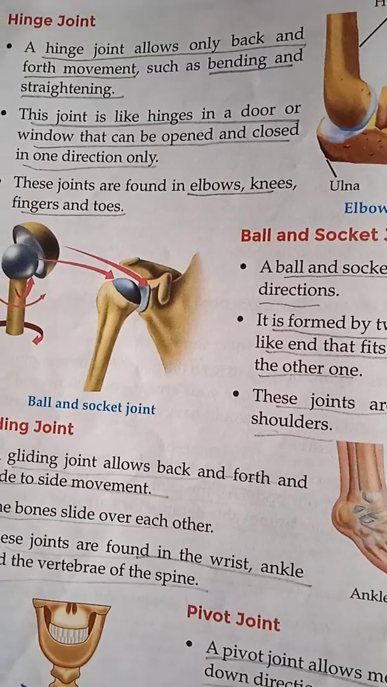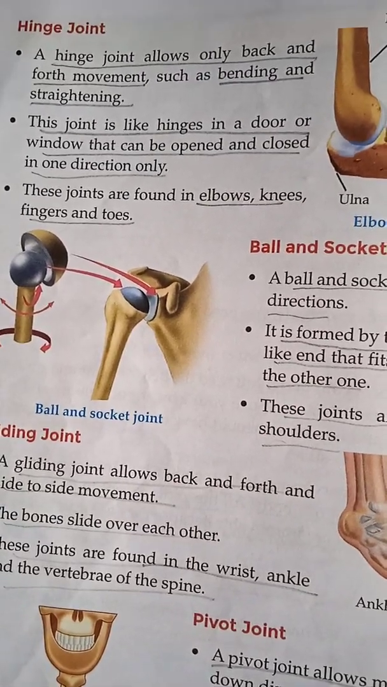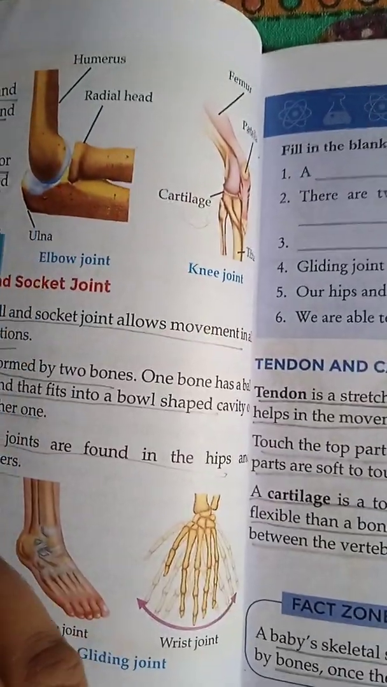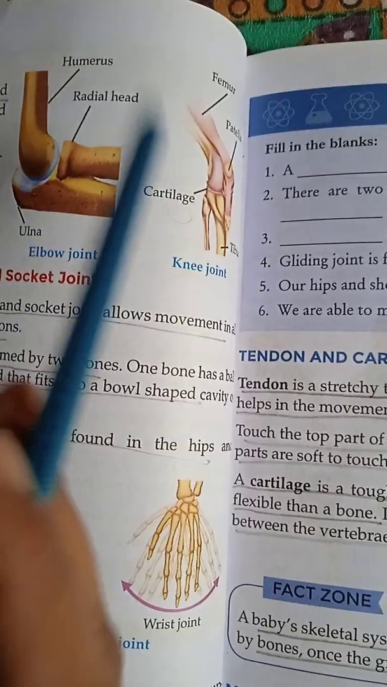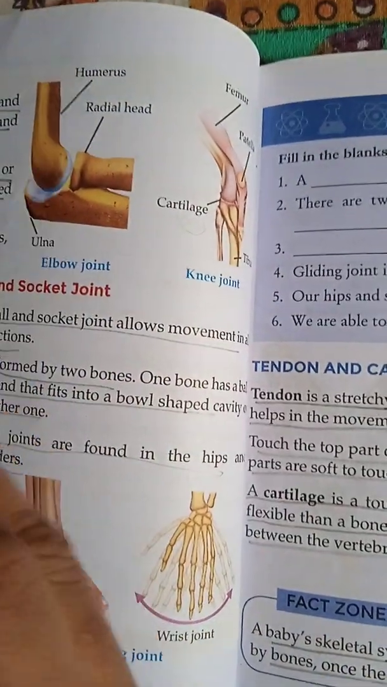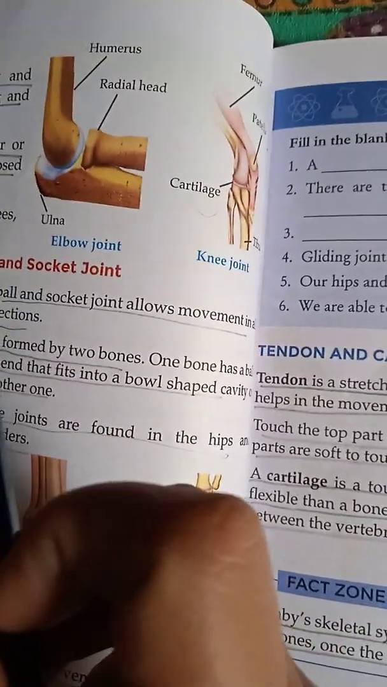That's why we can bend and stand straight, and it is found in the elbows and knees, as you can see in this figure. It is bending, it is coming up. This is happening because of the presence of this hinge joint.